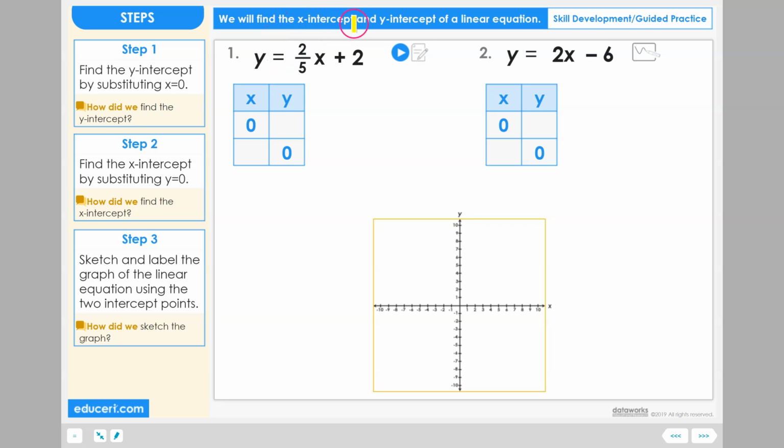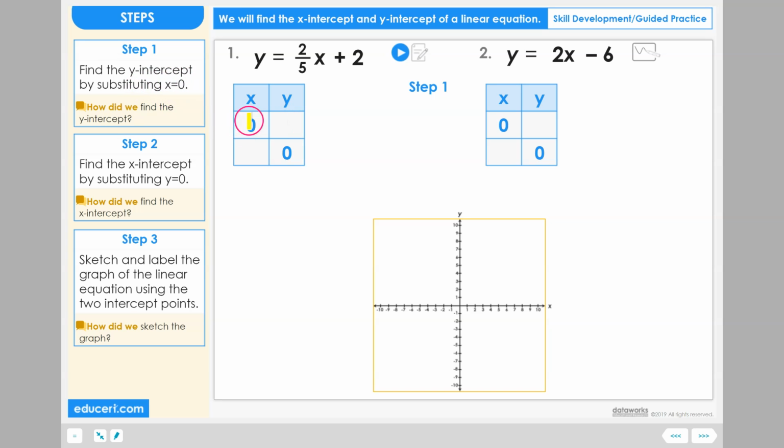Let's find the x-intercept and y-intercept of a linear equation. Number 1, y equals 2/5 x plus 2. Step 1. Find the y-intercept by substituting x equals 0.